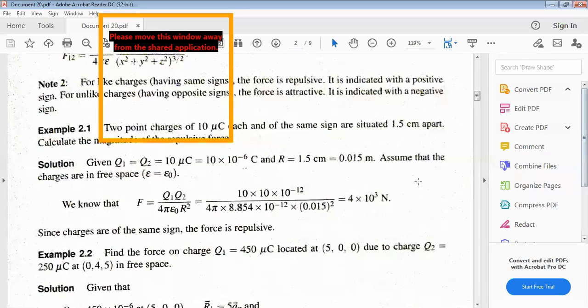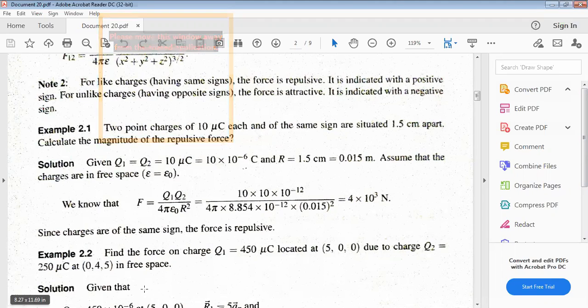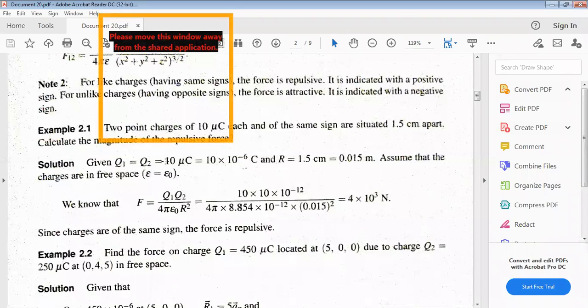This much force acts between Q1 and Q2, a repulsive force, and with this force they repel each other. Since the charges are of the same sign, the force is repulsive. Suppose another one is minus 10 microcoulomb, then that is attractive.